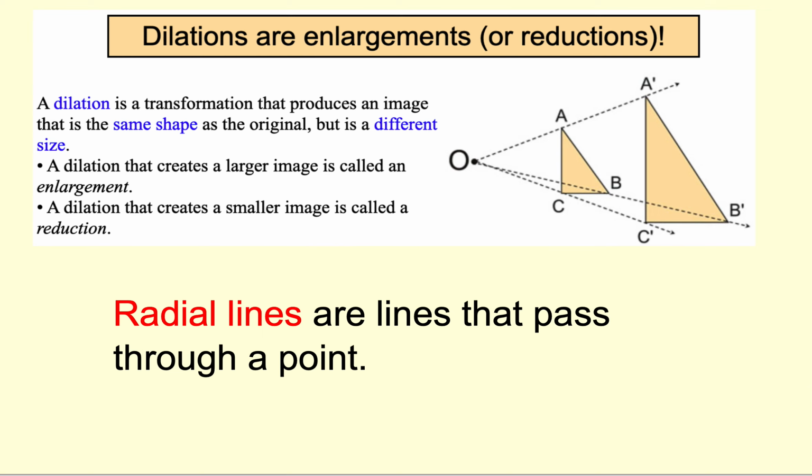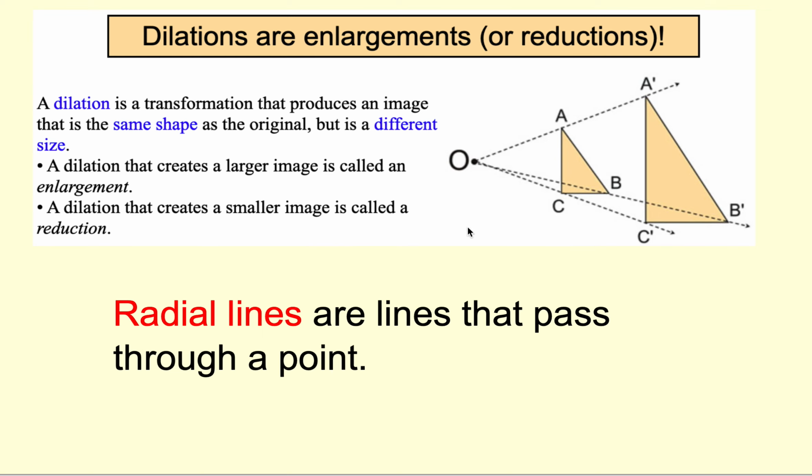Let's talk about dilations again, and I'm going to introduce a word called radial lines. Radial lines are the lines that go from the center of dilation to the pre-image and image. It's that line that the pre-image and image aren't in. So A and A prime are in this radial line, B and B prime are in this radial line, and C and C prime are in this radial line. Radial lines all pass through a point. So radial, like radius, so these are like radii of a circle.